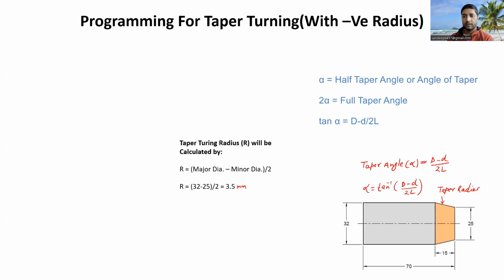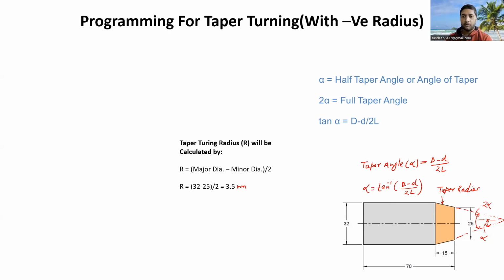Now if you want to see that what is alpha here, let me just show you. Let us extend these both taper lines and they will meet at a single point. And this total angle is your 2 alpha. And half of this angle is called as your taper angle. So to find out this taper angle, we will use this formula tan inverse d minus d divided by 2L.